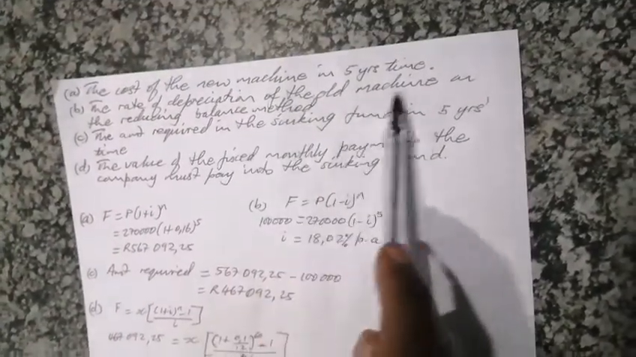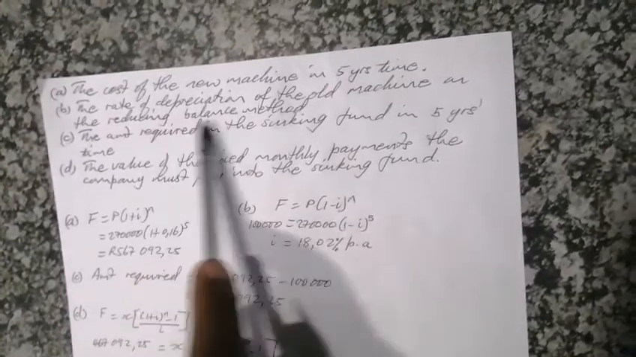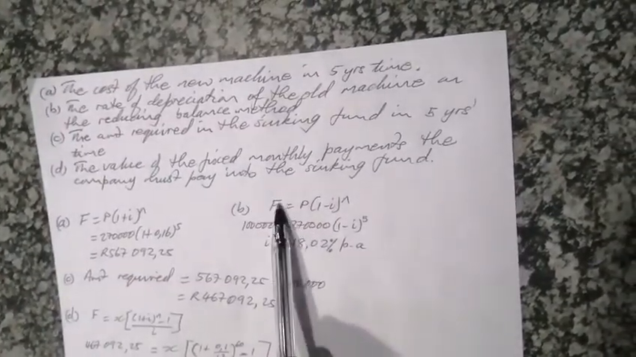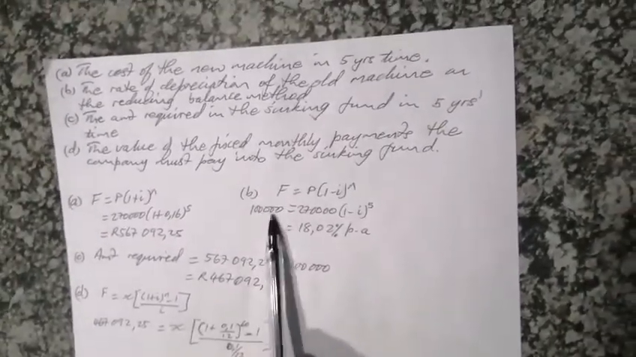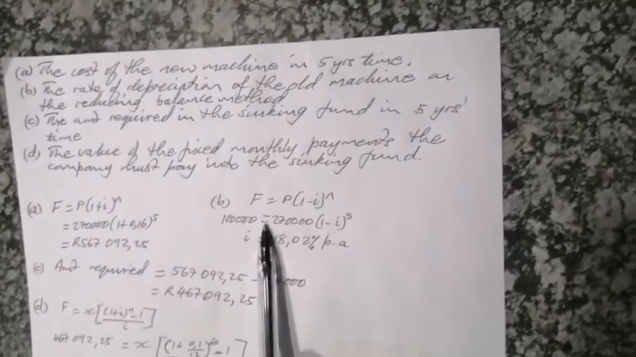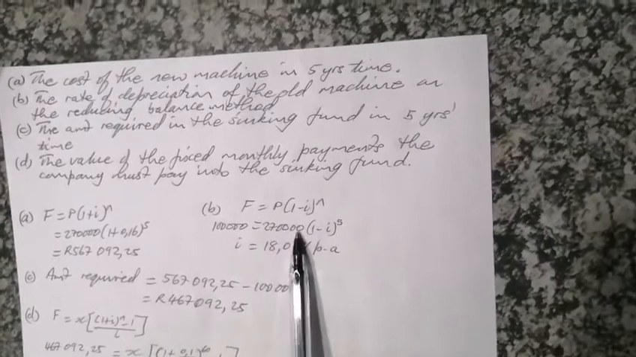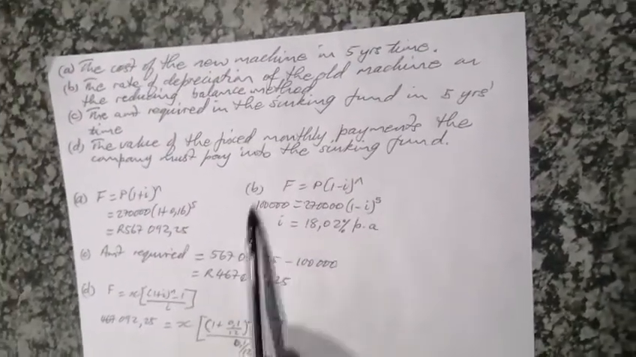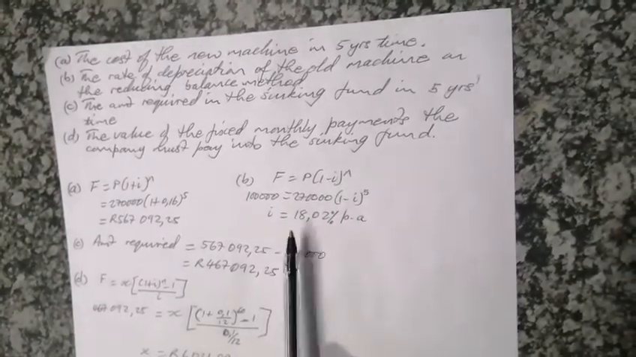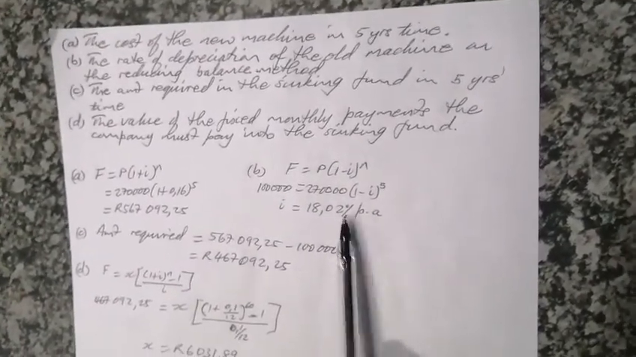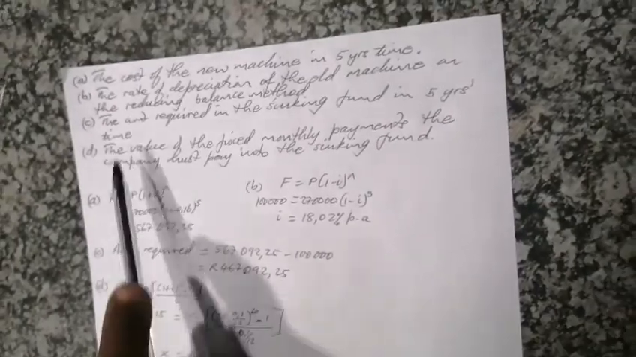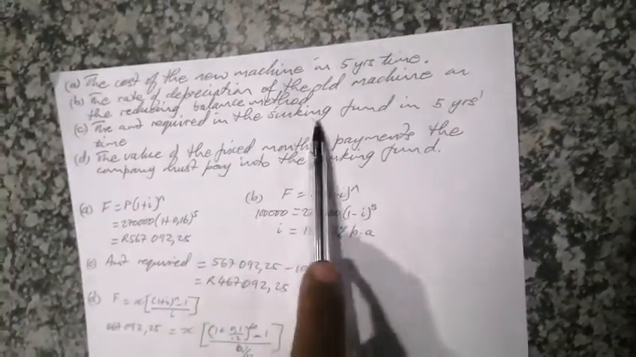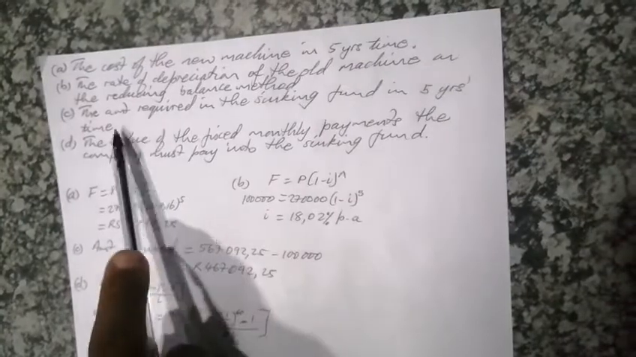Part B, the rate of depreciation of the old machine on the reducing balance method. Reducing balance formula, it will be sold for how much? 100,000. And then the P is the 270,000 into 1 minus i, all this to the power 5. You do your algebra, your i will be 18.02% per annum.